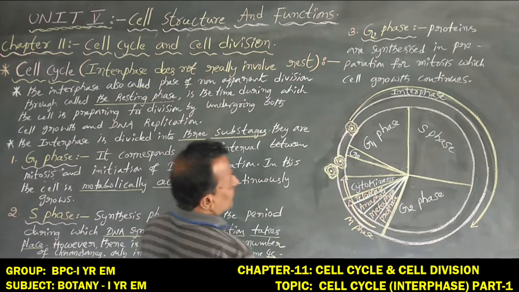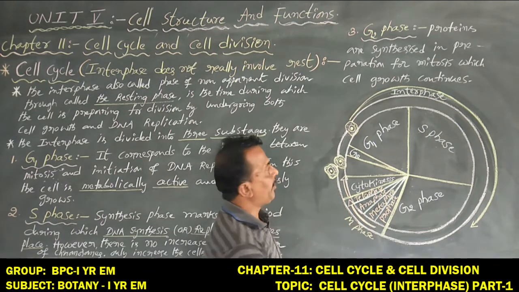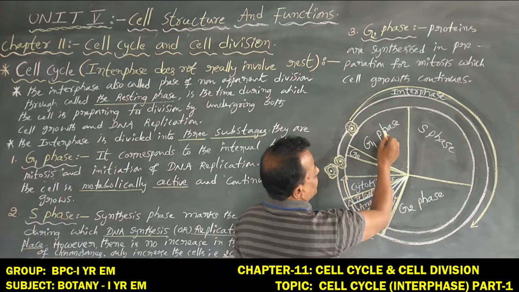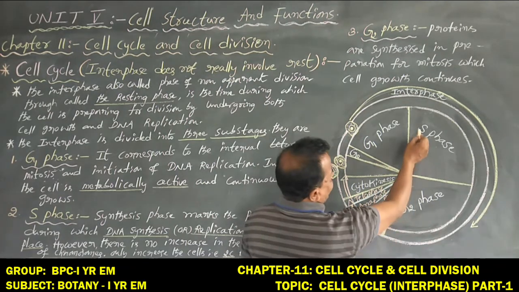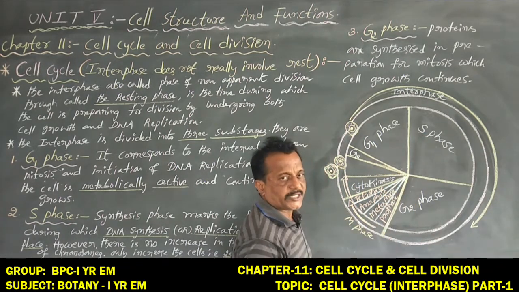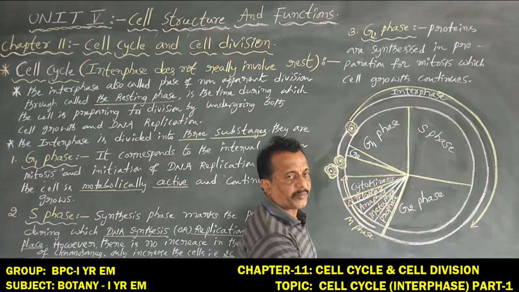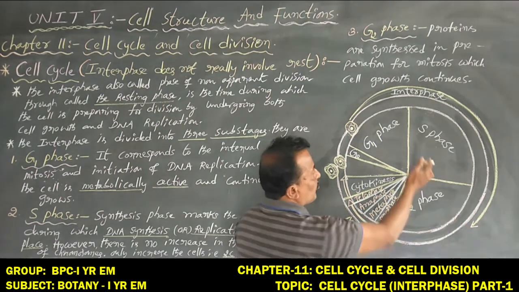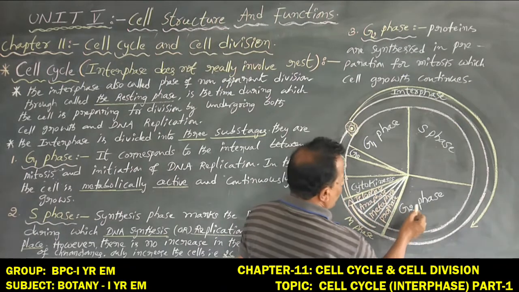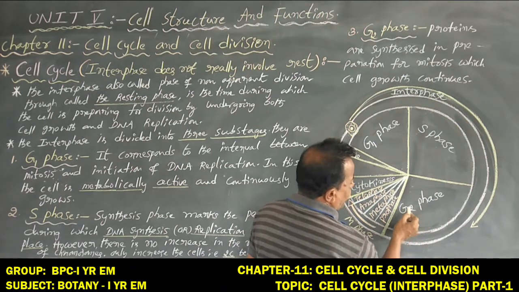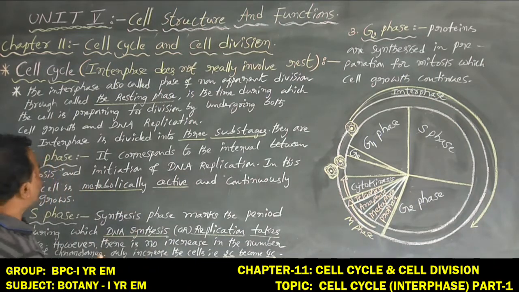The interphase is divided into three substages. First is the G1 phase, the first gap period. Second is the S phase, the synthesis phase, where DNA is synthesized and replicated. There is no increase in chromosome numbers, only an increase in the DNA content. Third is the G2 phase, the second gap period. Let us discuss them one by one.